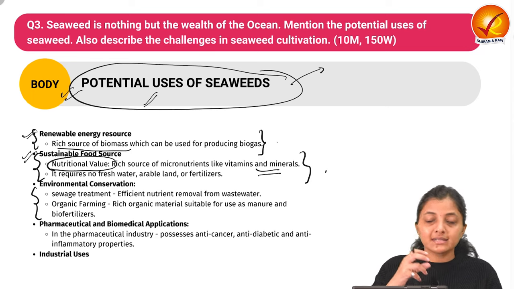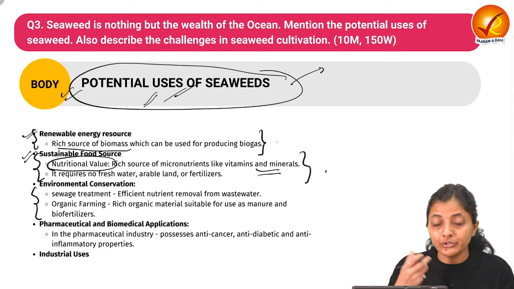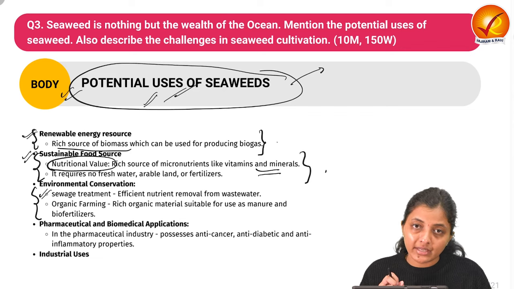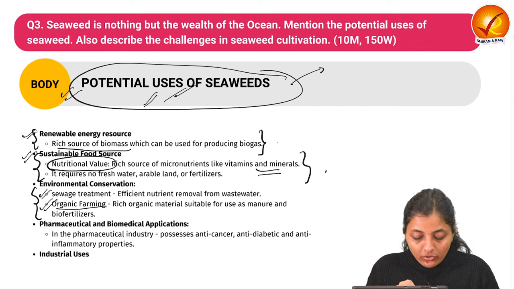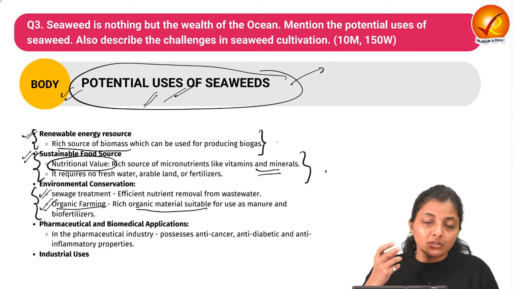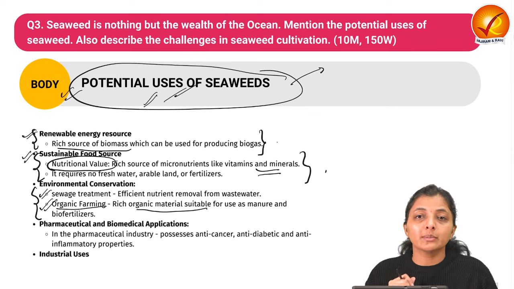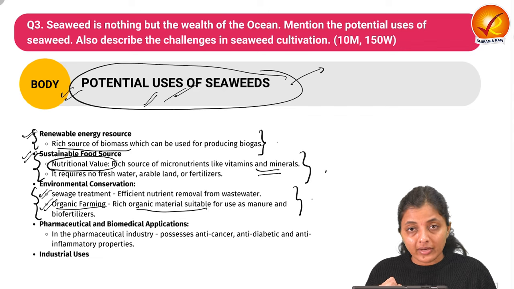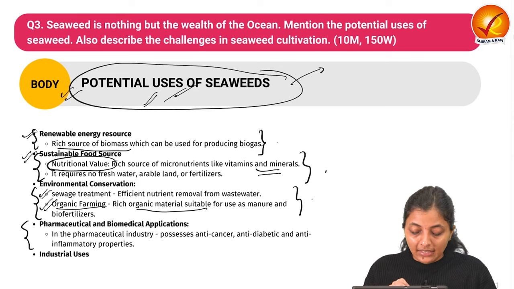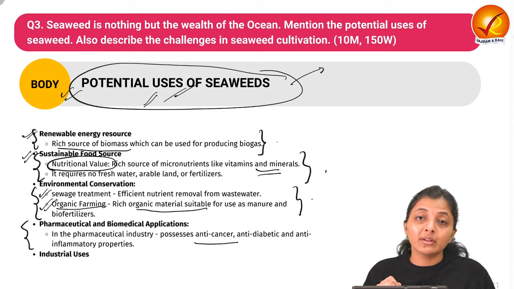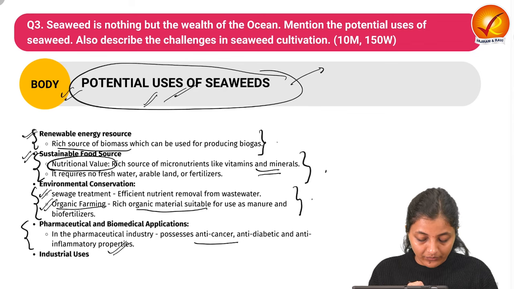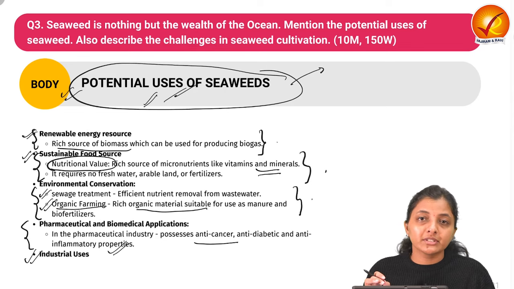Next is about the potential utility of the seaweeds in environmental conservation. It helps in sewage treatment because it traps excessive iron or heavy metals from the water body. Second, there is also rich organic material suitable for use as manure. These algae, the microalgae or the macroalgae, can be used as manure or biofertilizers in the farms. So it helps in organic farming as well. Next, there are multiple utilities in the pharmaceutical and biomedical industries, because these marine algae have anti-cancer, anti-diabetic and anti-inflammatory properties. Then again, it has potential industrial usage as well.